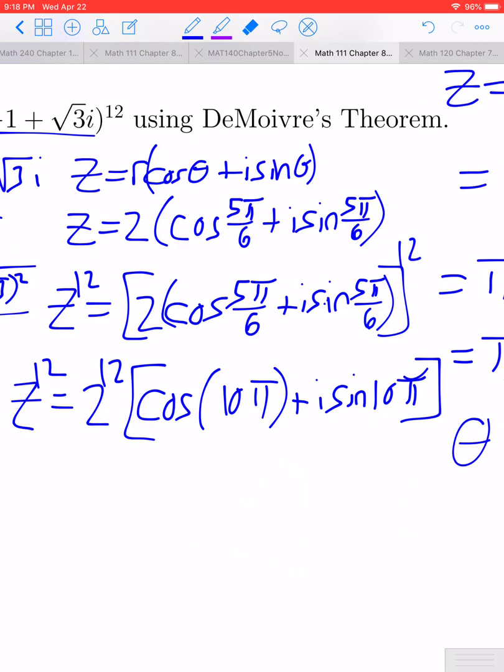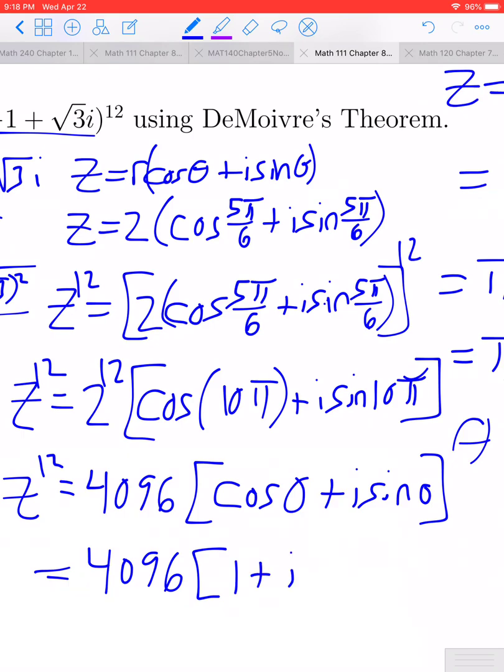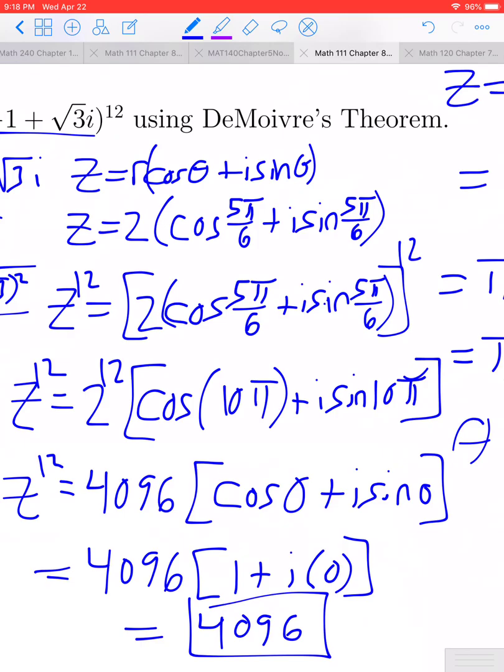From here we can figure this out. 2 to the 12th power is going to be pretty sizable. That's going to be 4,096. 10pi is actually coterminal to 0. So we get 4,096 times the cosine of 0 plus i sine of 0. And let's write it in standard form. We know that the cosine of 0 is 1, the sine of 0 is 0, and so we get as our answer, z raised to the 12th power ends up just being the real value, 4,096.